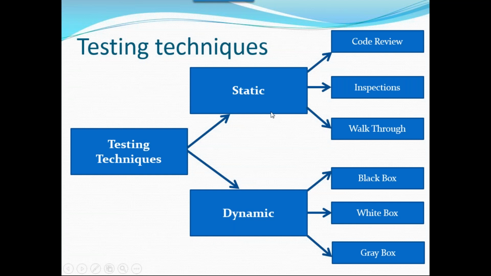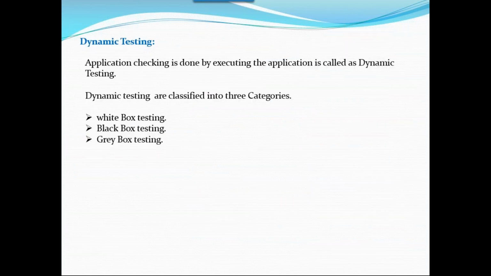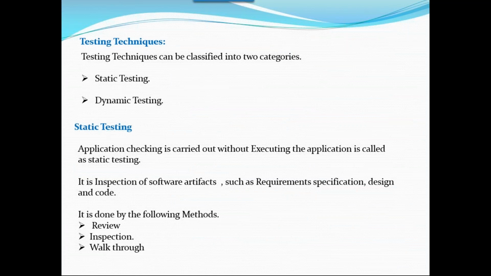Static testing means testing without executing the application. What about dynamic testing? Dynamic testing means with execution of the application. So black box, white box, and one more box is gray box. The gray box is nothing but the combination of white and black. In an interview, in case they ask what static testing and dynamic testing are, don't get confused. It's very easy. Testing without executing the application is called static testing. Dynamic testing means with execution.